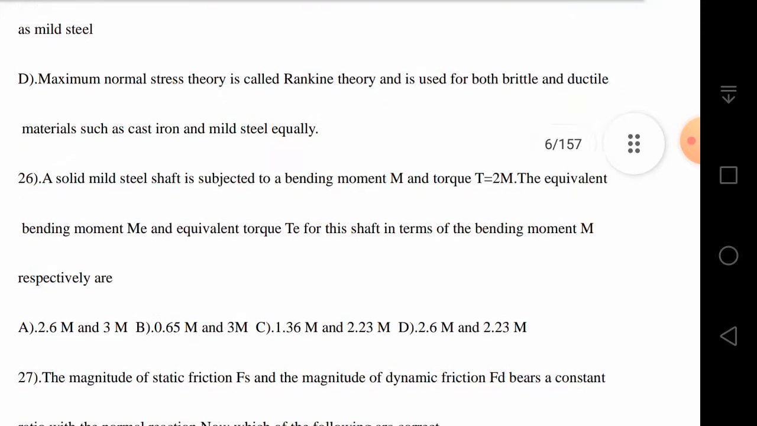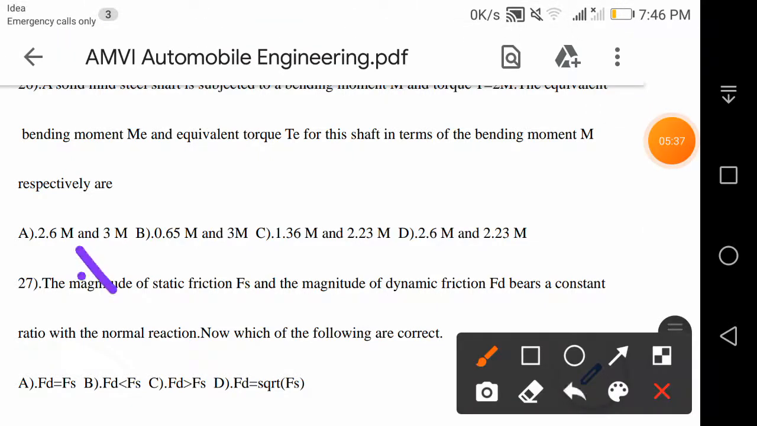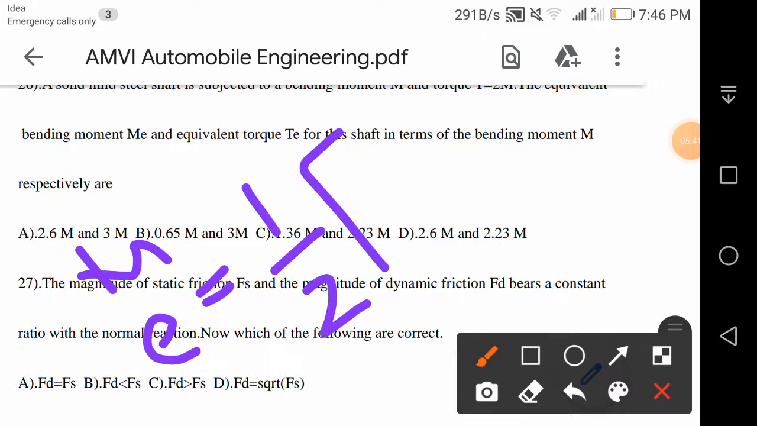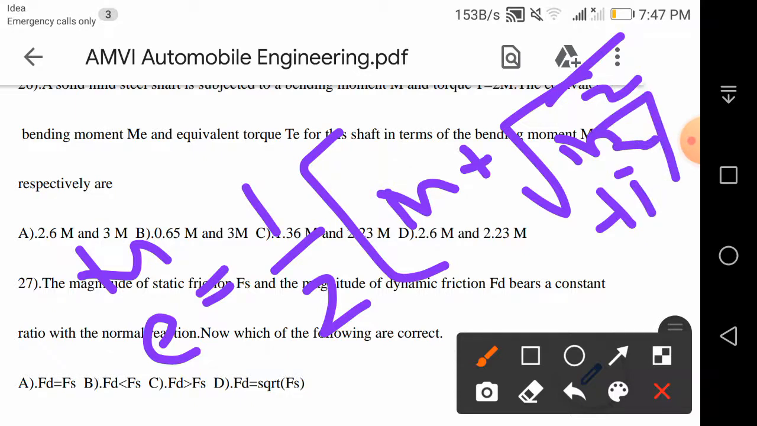Next question: a solid mild steel shaft is subjected to a bending moment M and the torque T is equal to 2M. The equivalent bending moment ME and the equivalent torque TE for this shaft in terms of bending moment are respectively. So you know the formula that ME, the equivalent bending moment, whenever any shaft is subjected to bending moment as well as torque, is the square root of M square plus T square. Okay, this is the equation.